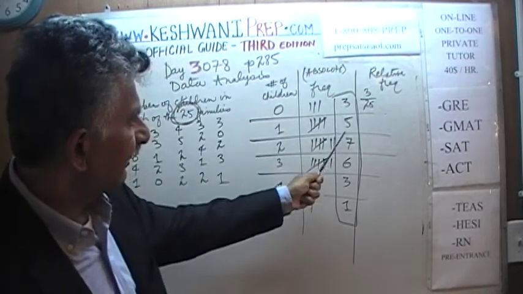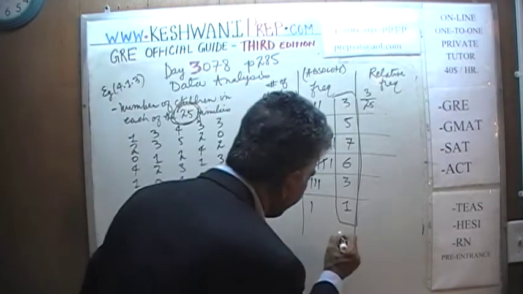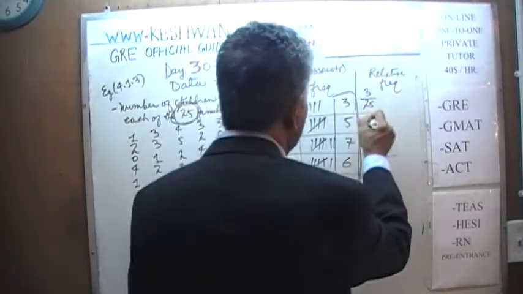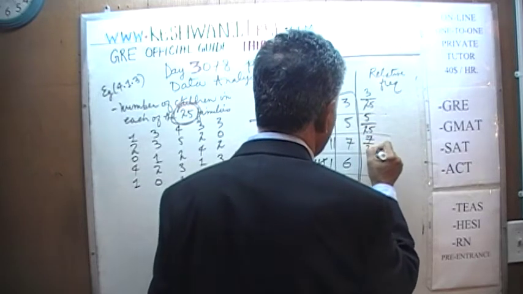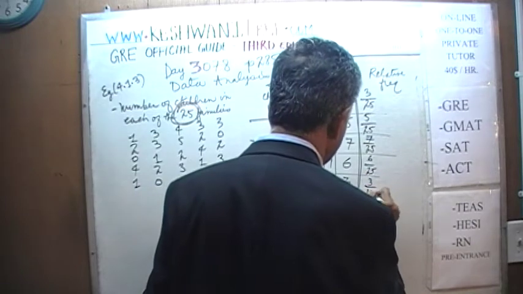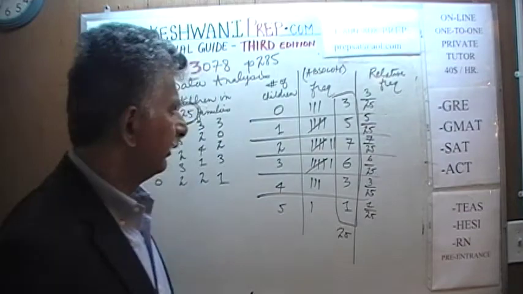3 plus 7 is 10. 10 plus 5 is 15. And then 6 and a 3 and a 1 is 10. You see, it's 25. So 3 out of 25 families have no children. 5 out of 25 families have one child. 7 out of 25 have 2. 6 out of 25 have 3. And 3 out of 25 have 4. And 1 out of 25 said they have 5 children.